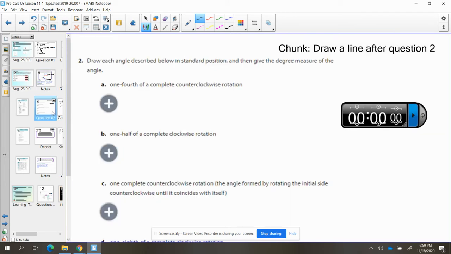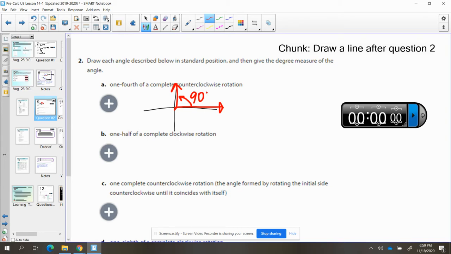Now, at the bottom of the page, you see for number 2 that we have to draw a couple of these. So there's some space at the bottom of page 187 that I would recommend drawing in. The first is a representation of 1/4 of a complete counterclockwise rotation. So that's when we're starting here at our initial side, and 90 degrees would give us that beautiful right angle that we talked about earlier.